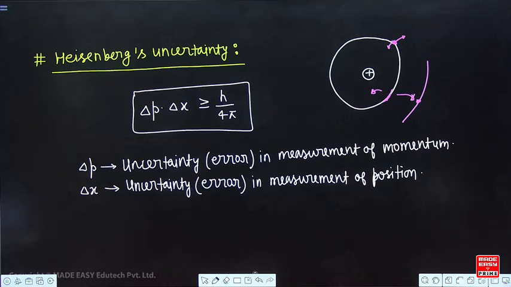Hence we can develop a probability density function to describe the distribution of electron in an atom around the nucleus.